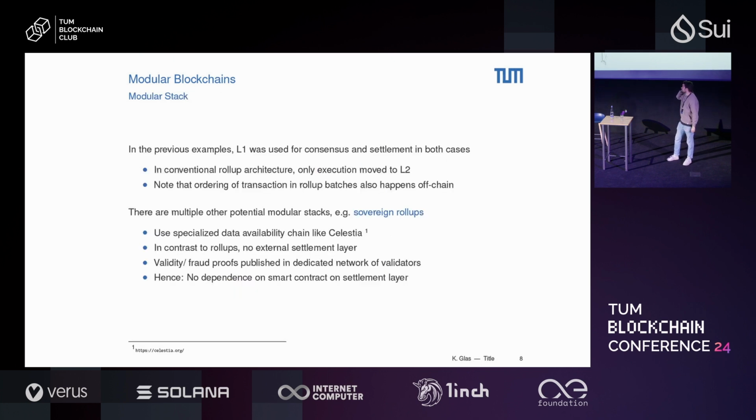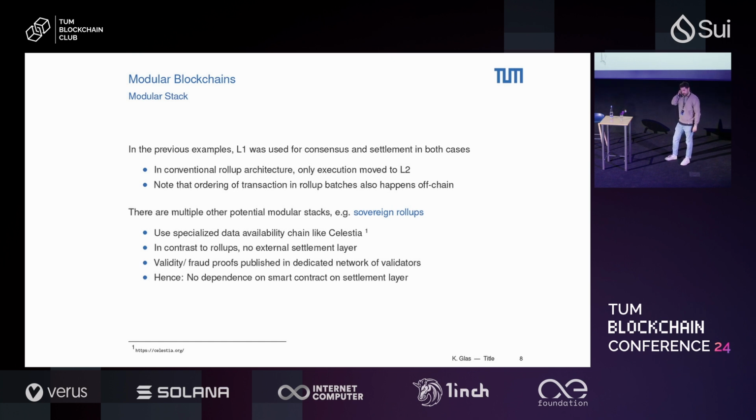All right, now in the previous examples, the layer one was used for consensus and settlement in both cases, and for the rollup architecture also for availability. Here's a small note: usually in conventional, monolithic blockchains, the full ordering happens in the consensus layer. Here we have this additional nuance that rollups have their own sequencer.